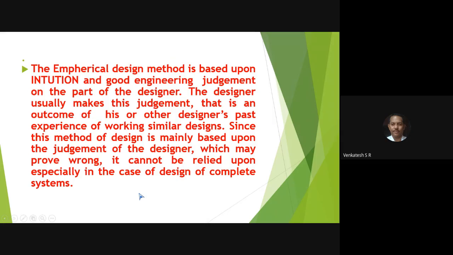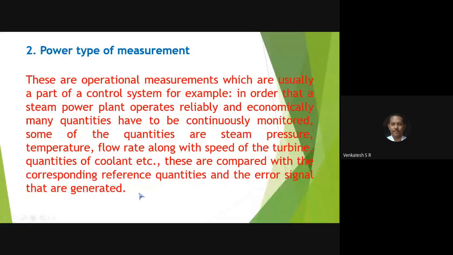The last one is rational method. And the second classification of measurement is the power type of measurement. So here you have two or more translations. Good examples are hydel power plant, nuclear power plant, and steam power plant.